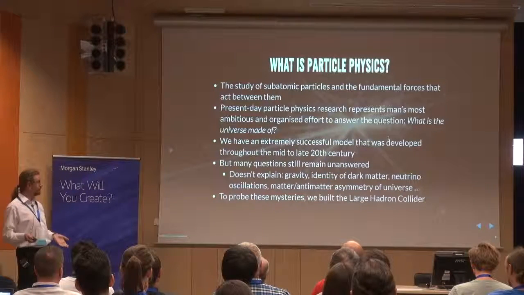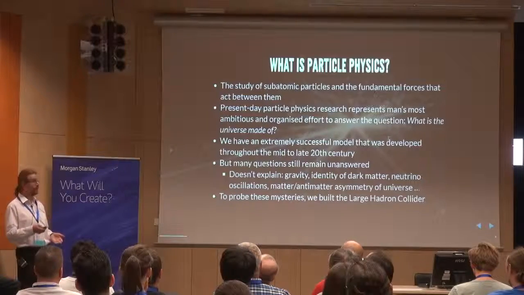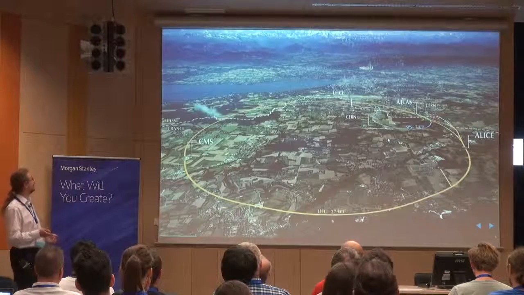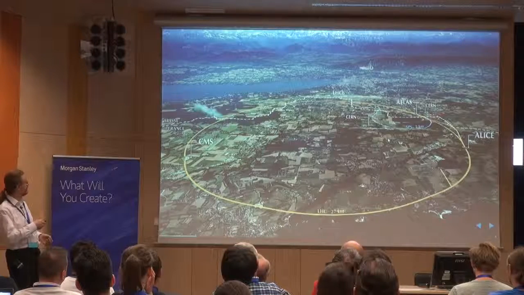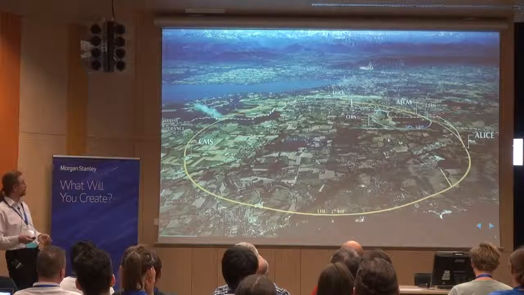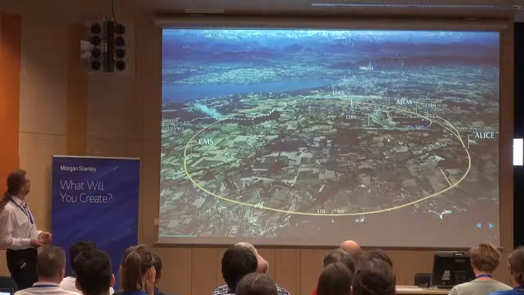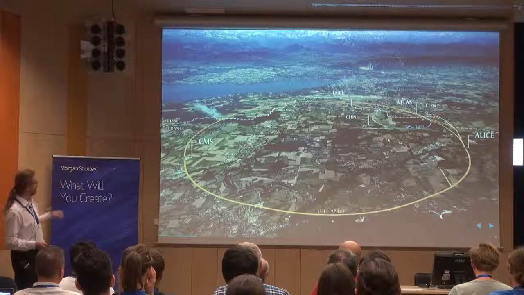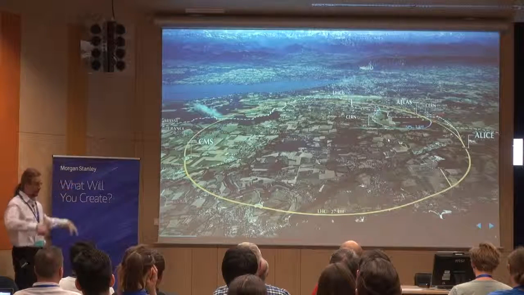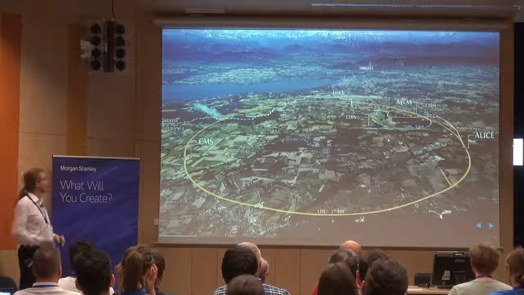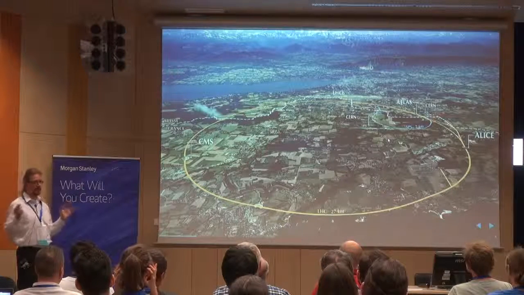So to try and probe these mysteries, we built the Large Hadron Collider, which looks like this. This is in Geneva. It is 27 kilometers in circumference, 9 kilometers across. You see Lake Geneva in the background there. This is all buried about 100 meters below ground. Okay, and it costs about $10 billion US.